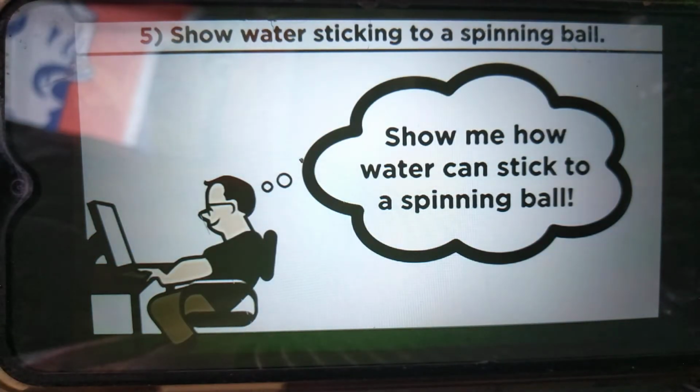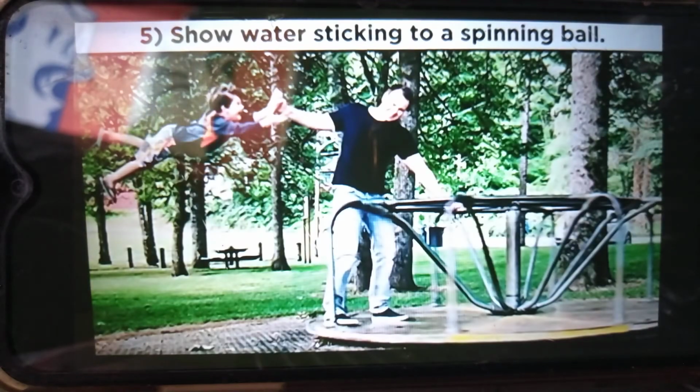Number 5. One of your favorite little gotcha challenges is to request that we demonstrate how water can stick to a ball spinning at 1,000 miles per hour. The implication is that water and everything else should fly off of it, like a child getting thrown from a merry-go-round.